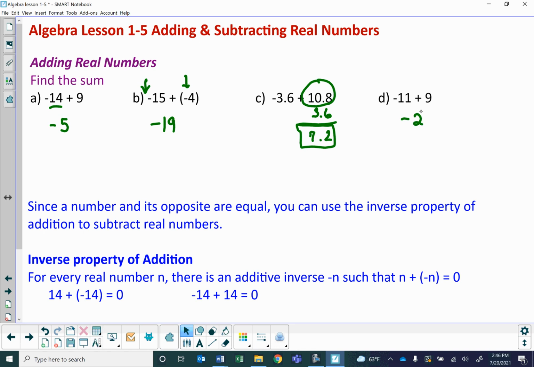So if you think in terms of money, it's probably a whole lot easier to remember how to add and subtract positive and negative numbers, because people tend to keep money in perspective and it makes sense to them.